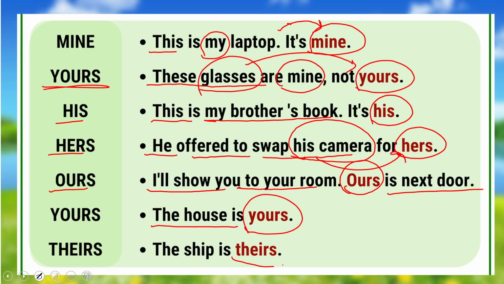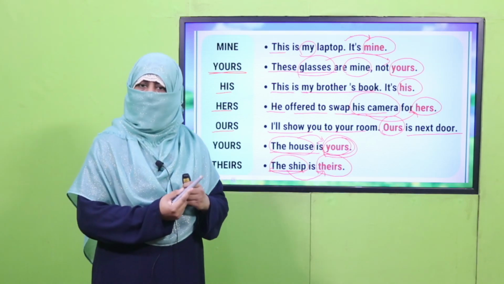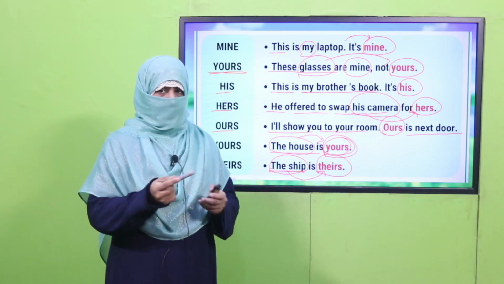The ship is theirs. Now you see, the ship, the possession is coming first and the possessive pronoun is coming after. The house, possession is coming first. Yours, possessive pronoun, yours is coming after. Can you differentiate where to use my and where to use mine? Are you clear with it?